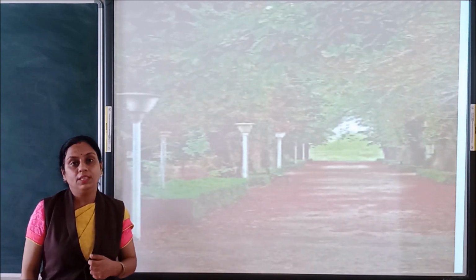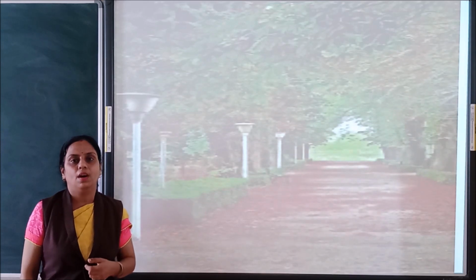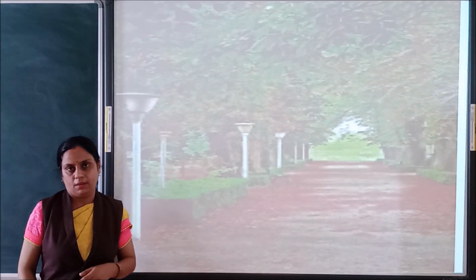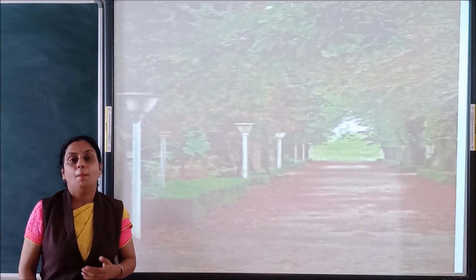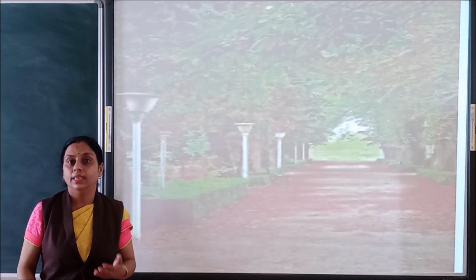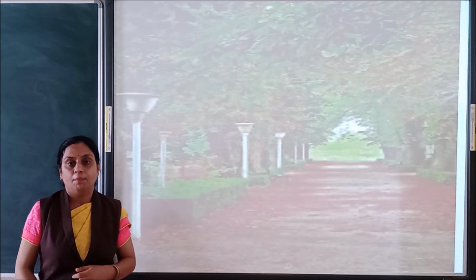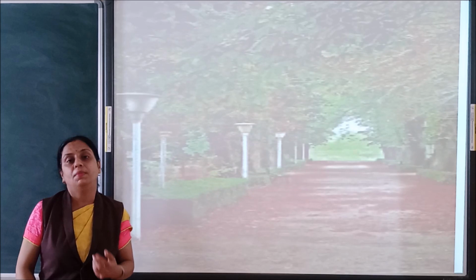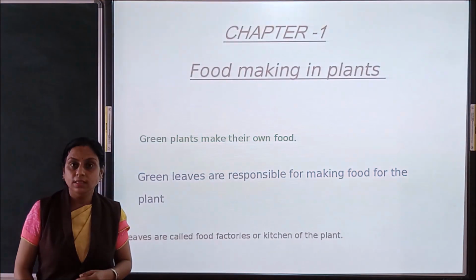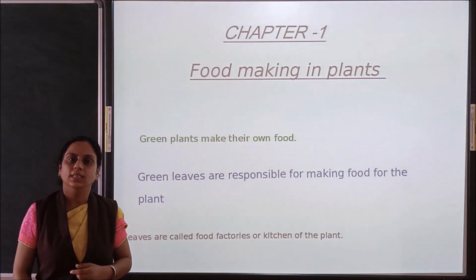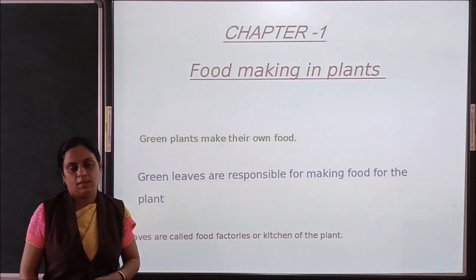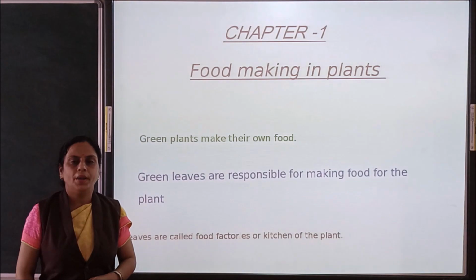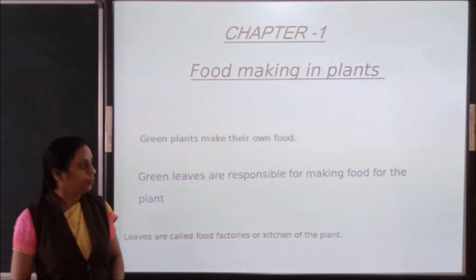Now children, in previous classes you already studied about different kinds of plants. Photosynthesis, parts of plants, their functions. But now we will study how plants make their food. And this is the first chapter, chapter 1, food making in plants. Let's recall some points related to this.